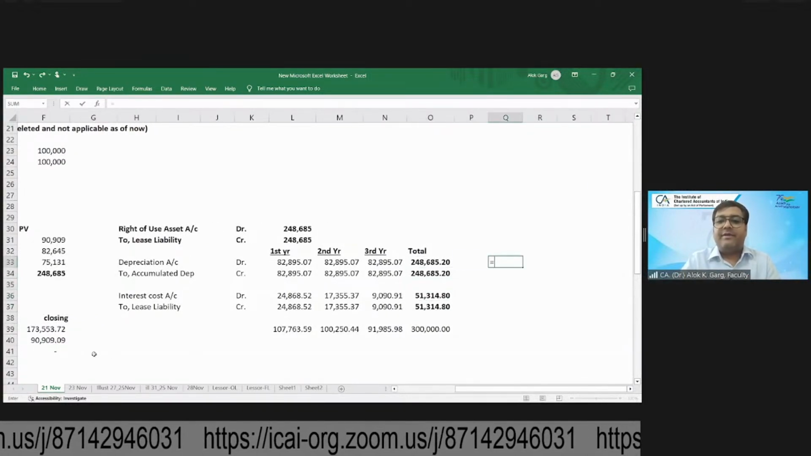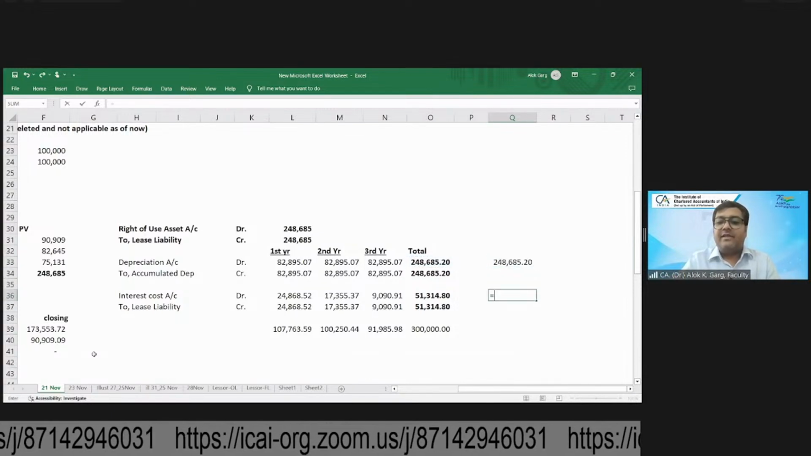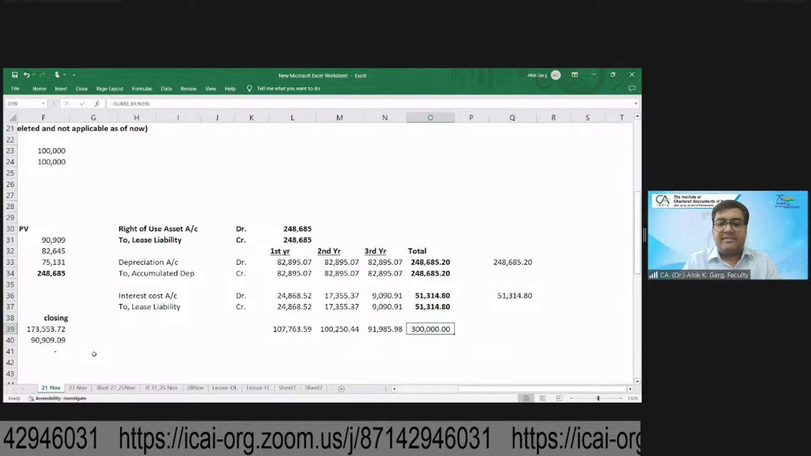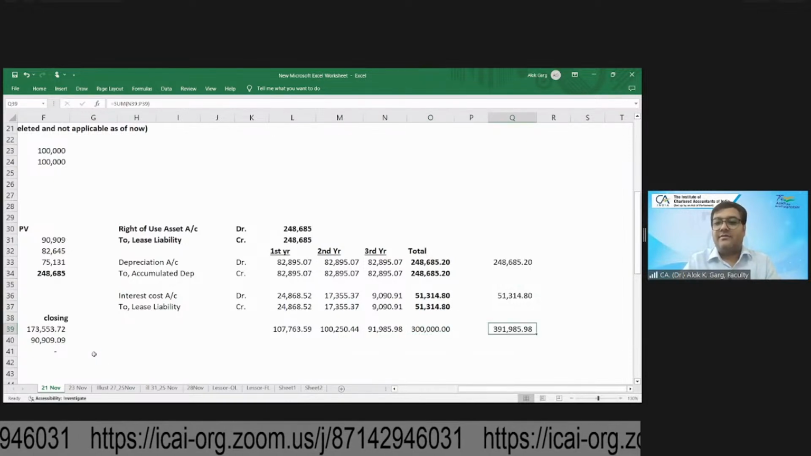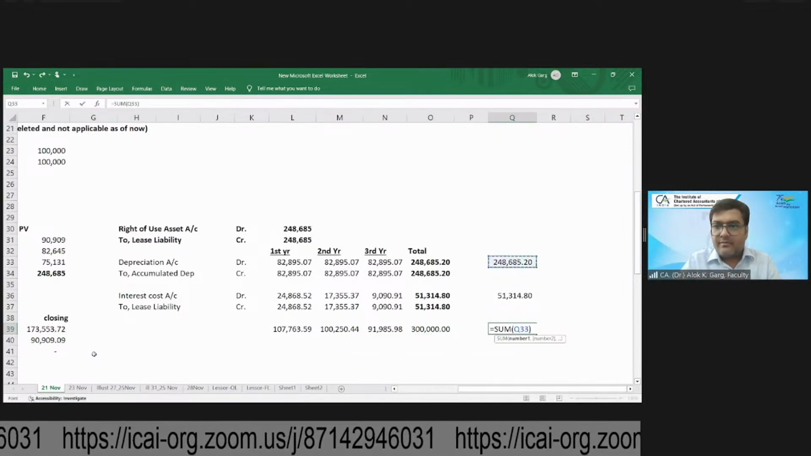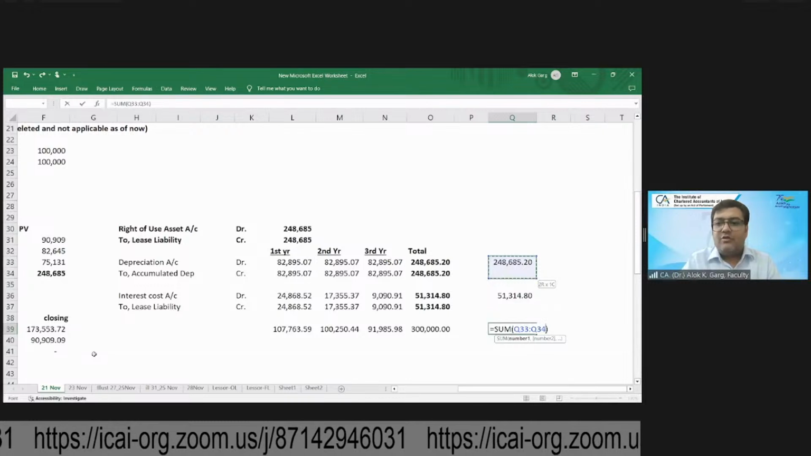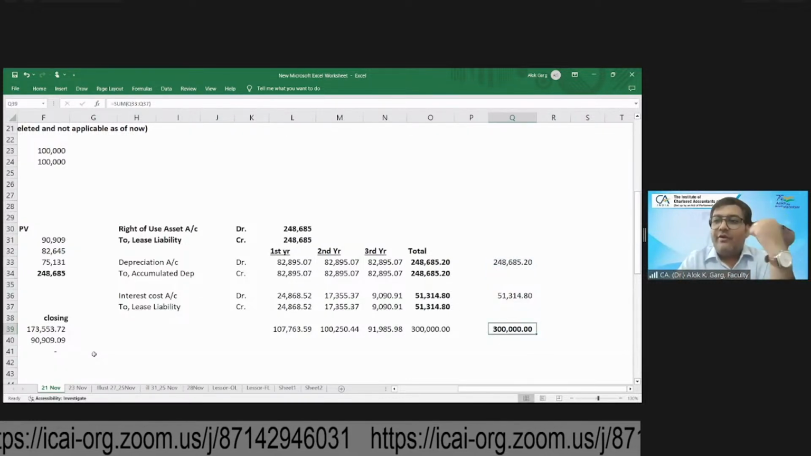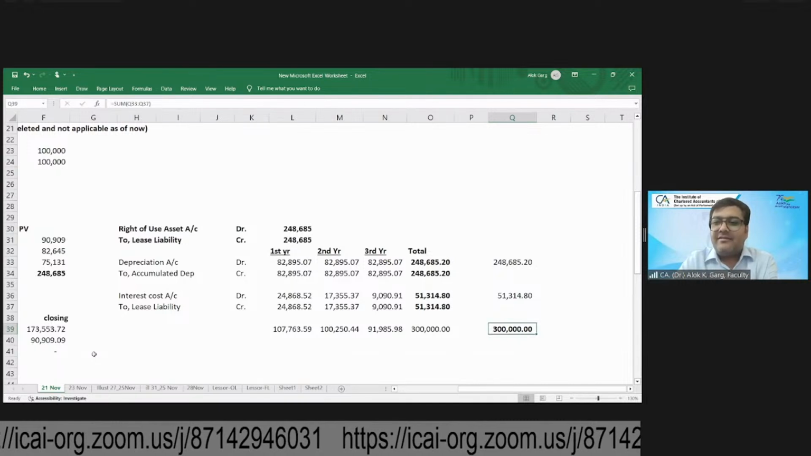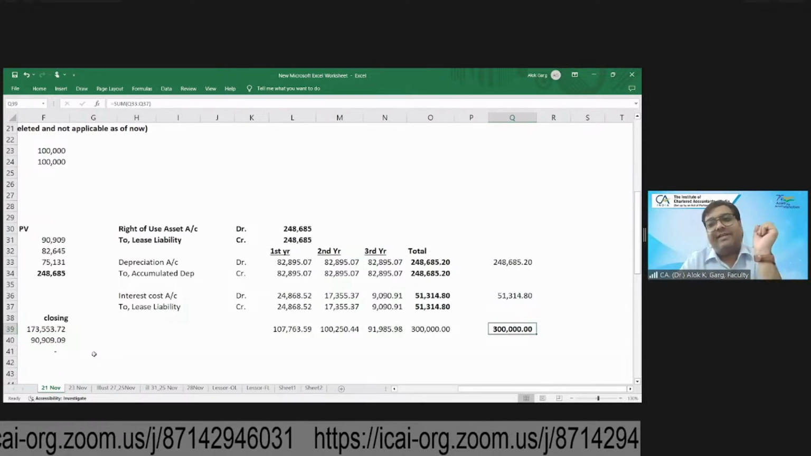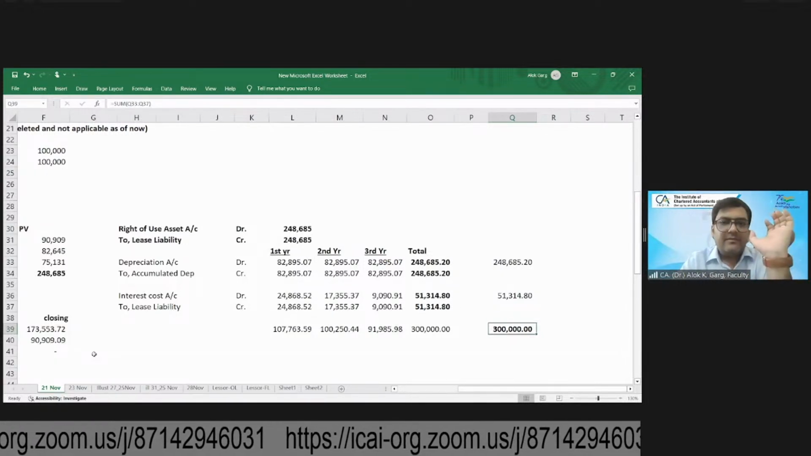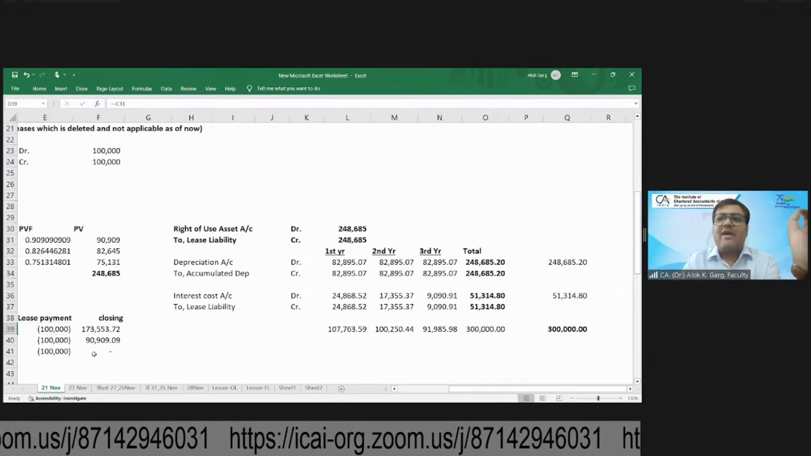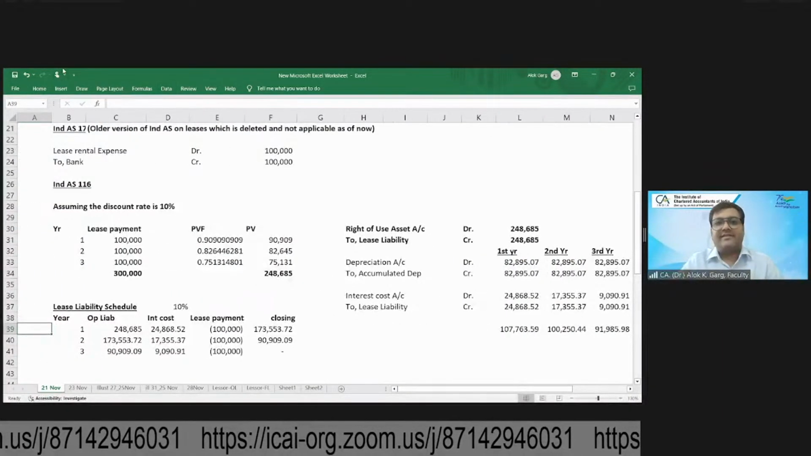In the name of depreciation, 248,685. In the name of interest, 51,314. And the total amount is 3 lakh. Sorry, the total amount is 3 lakh. And even if we had applied AS 19, the answer in P&L would come at 3 lakh rupees only. Correct? So this is how this entire lease accounting has to happen in Ind AS 116.